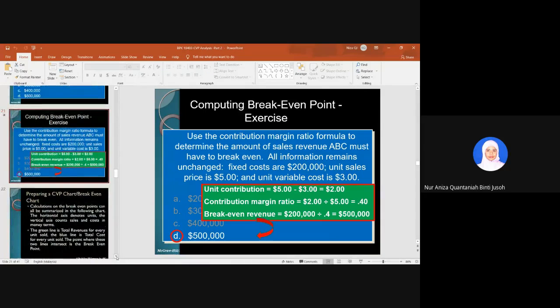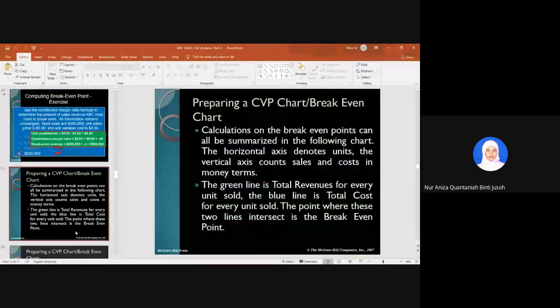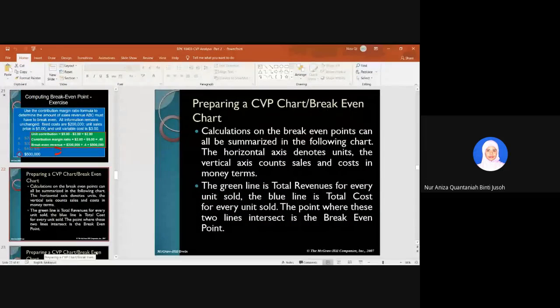Now when you have calculated all this, you can actually prepare a CVP chart, or a break-even chart. So in preparing the break-even chart, the calculation can actually be summarized in the following chart.